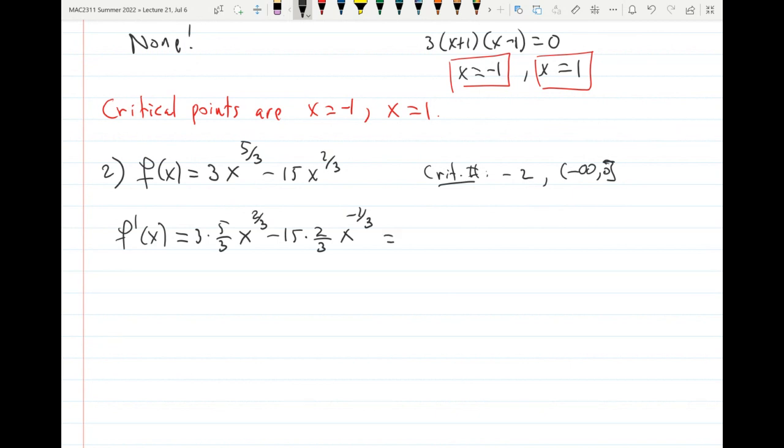Now, the idea is let's prepare this so that we can do computations with it. So I'm going to work with this function now. These 3's cancel out. So we have 5x to the 2/3 minus, then this is 5, so we get 10, times x to the negative 1/3.